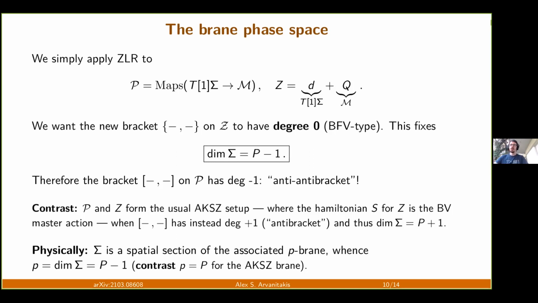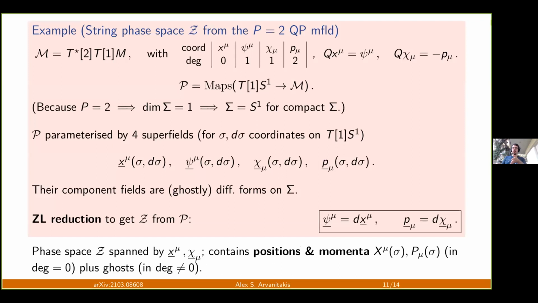Okay, so how does this apply to our toy example? Return to the previous setup, which is the P equals QP manifold, with the very easy Q structure over here. And then we form the space of maps from the shifted tangent bundle of the circle to this target space. We need the circle because the dimensionality of the source manifold sigma needs to be 1. So if it's compact and connected, it's a circle.